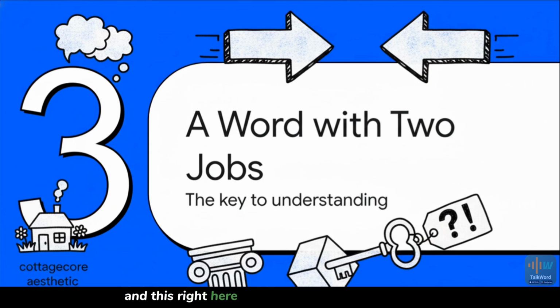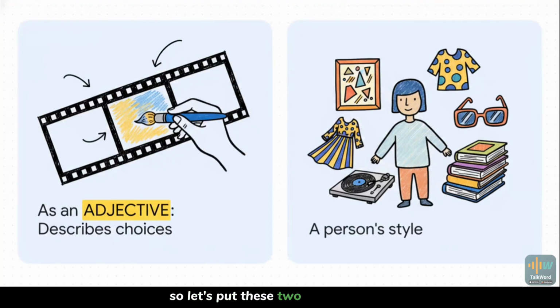And this right here brings us to the most crucial point. This is the real secret to understanding this word. It's a word with two jobs. So let's put these two jobs side by side. As an adjective, you might say, "I like the aesthetic choices in this film." See? You're describing the choices. But now look at its job as a noun. "Her aesthetic is very colorful and bold." Here, you're not just describing her taste, you are naming it. Her entire style is the aesthetic. And that is the big switch that happened, especially online.